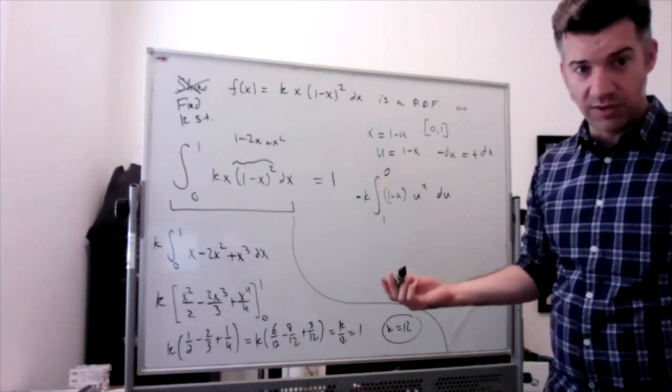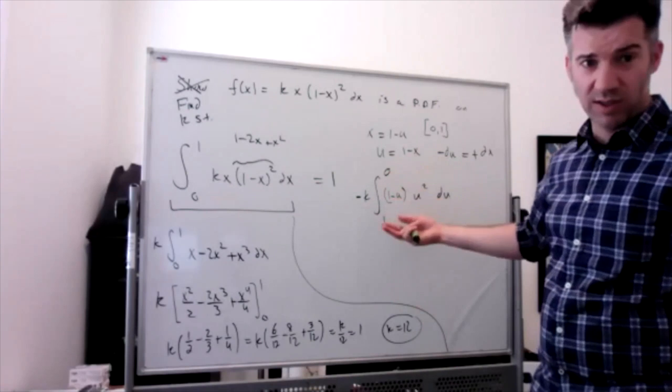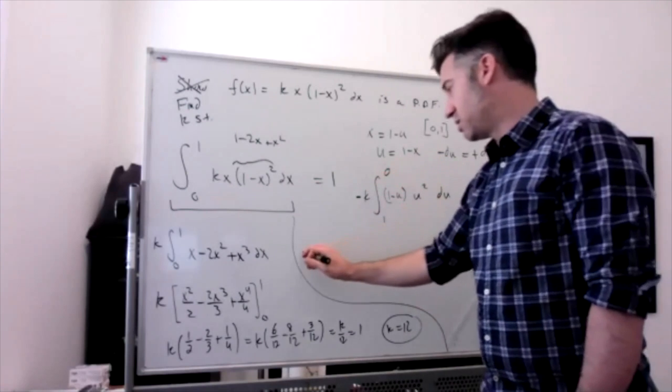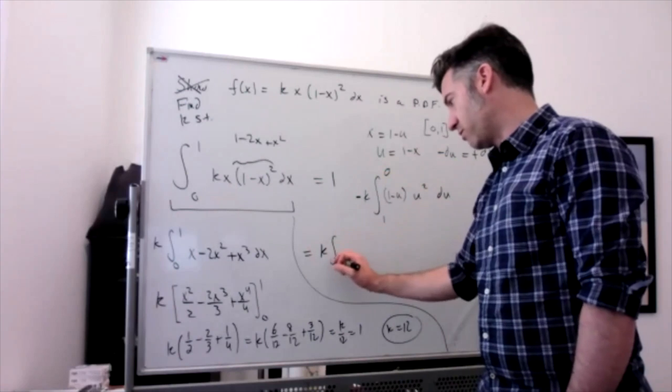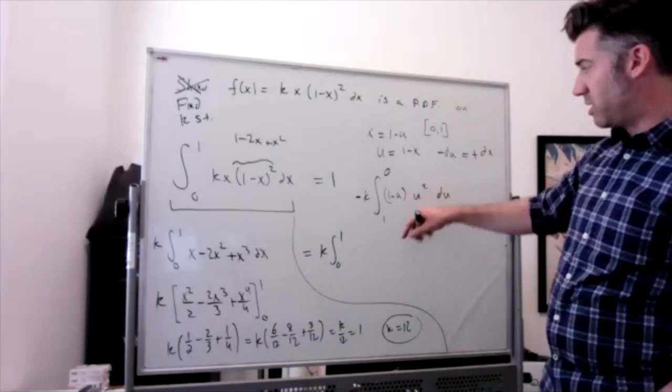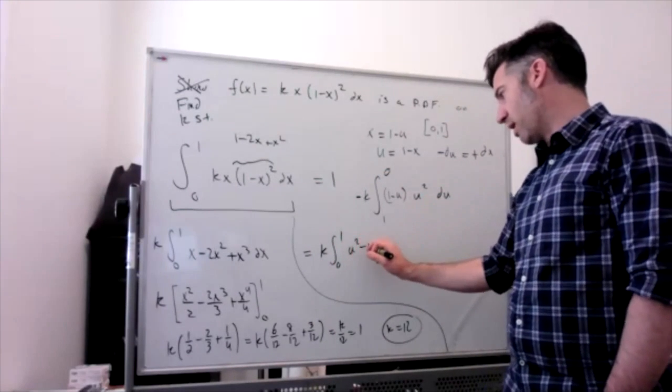And then I do the usual thing where I have a negative, and these limits are out of order, so I just get rid of the negative and switch the order. So this is equal to the positive integral from 0 to 1 of, distribute the u squared, u squared minus u cubed.